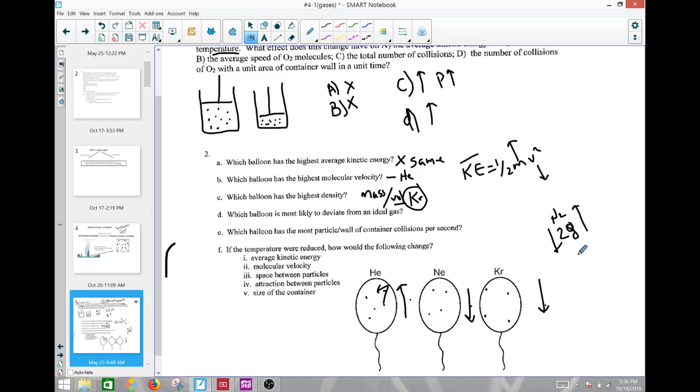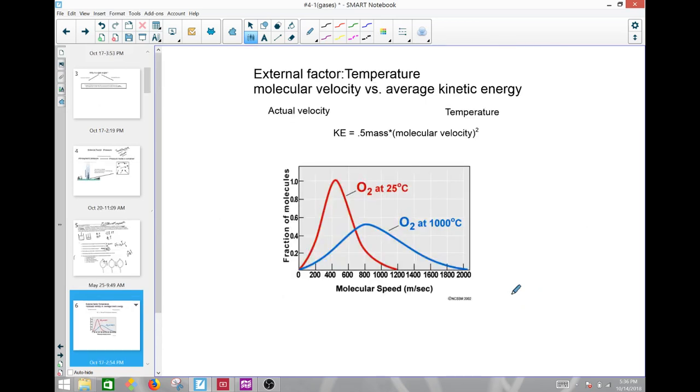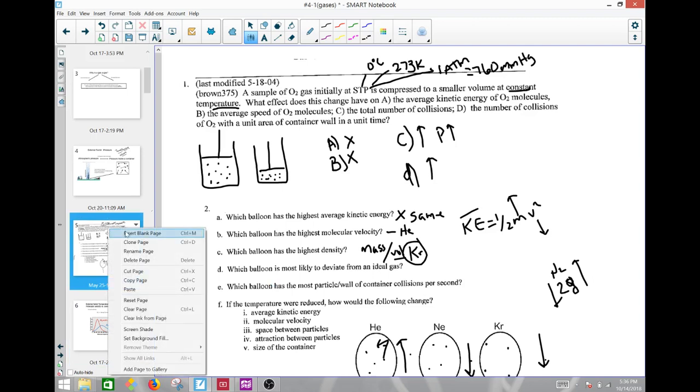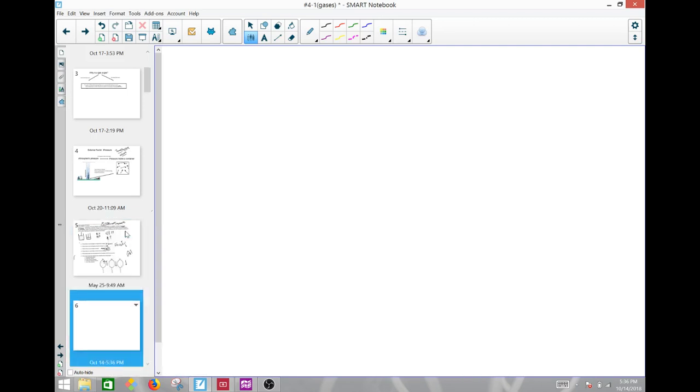Which balloon will deviate from an ideal gas most likely? Okay, so in order to deviate from an ideal gas, first of all let's talk about what an ideal gas is. Let's add a page in here just so we can talk about that for a second. Okay. So a couple things about gases.